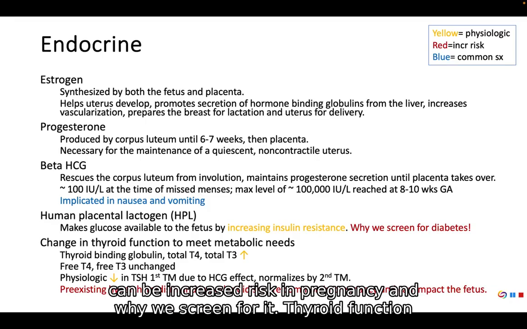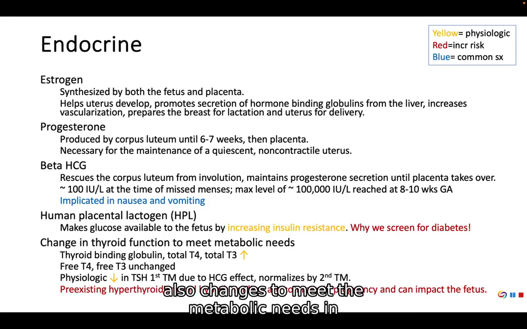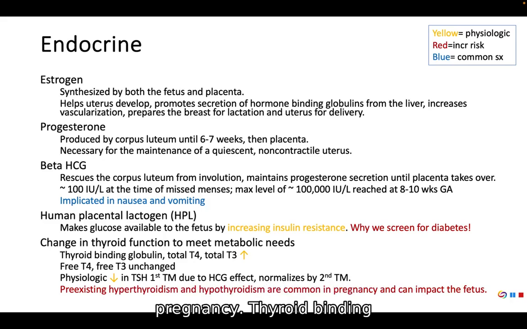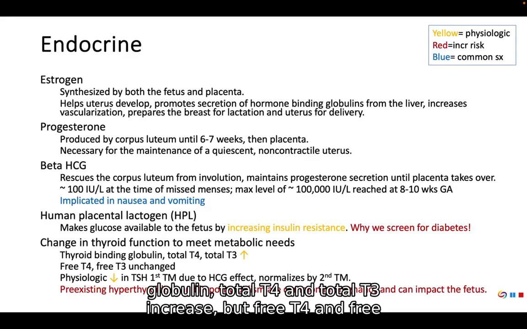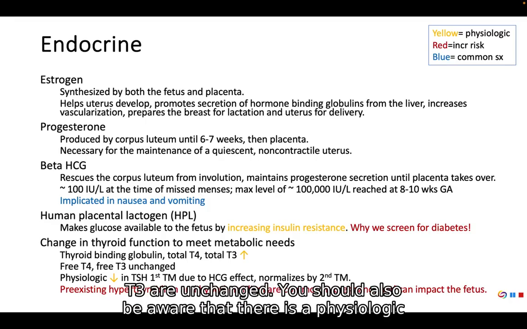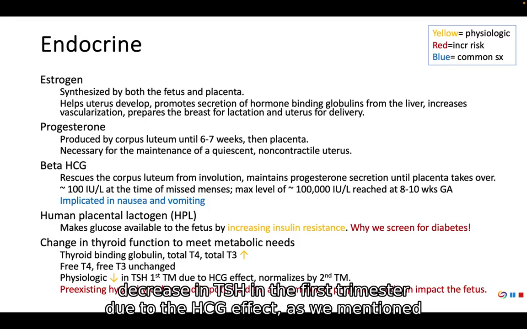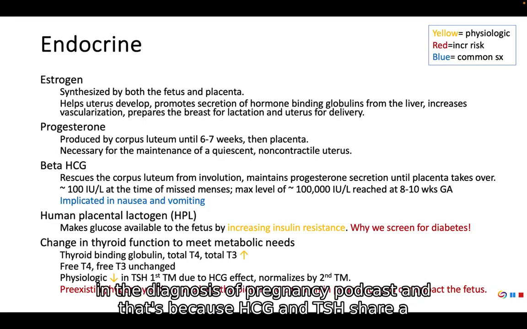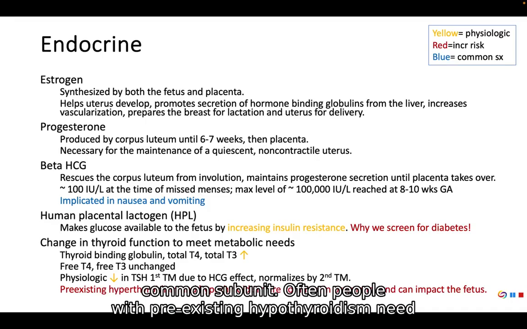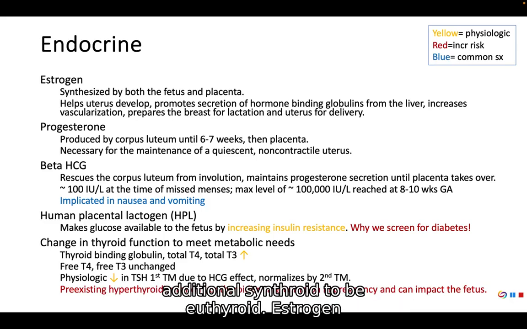Thyroid function also changes to meet the metabolic needs in pregnancy. Thyroid binding globulin, total T4 and total T3 increase, but free T4 and free T3 are unchanged. You should also be aware that there is a physiologic decrease in TSH in the first trimester due to the HCG effect, as we mentioned in the Diagnosis of Pregnancy podcast. And that's because HCG and TSH share a common subunit. Often people with pre-existing hypothyroidism need additional Synthroid to be euthyroid.